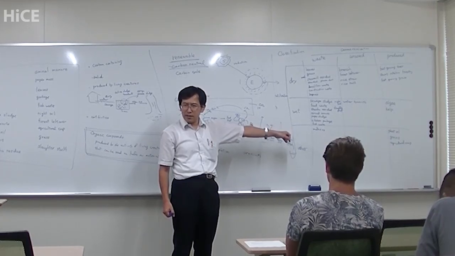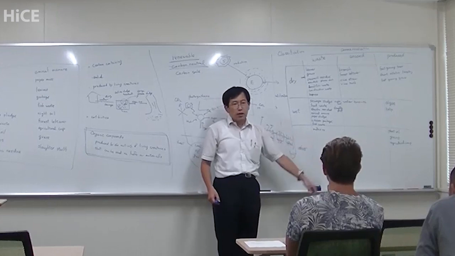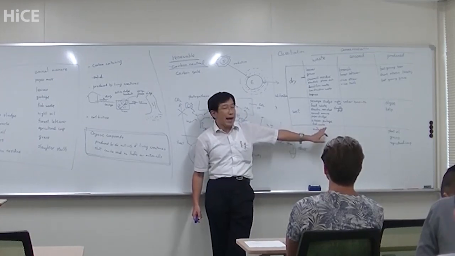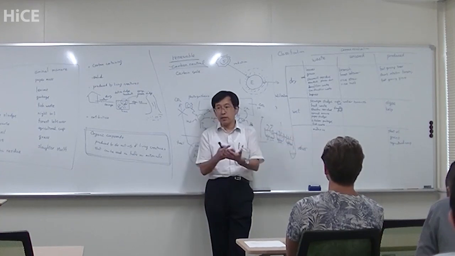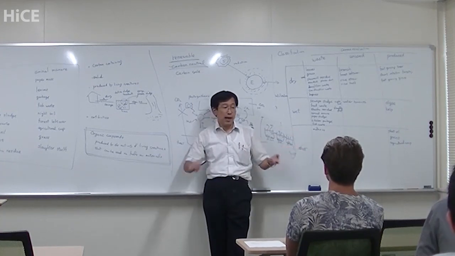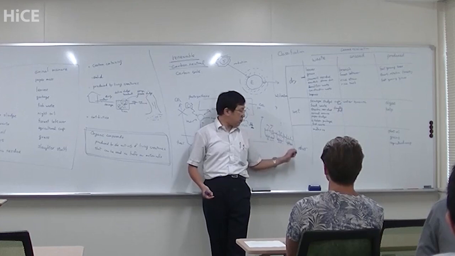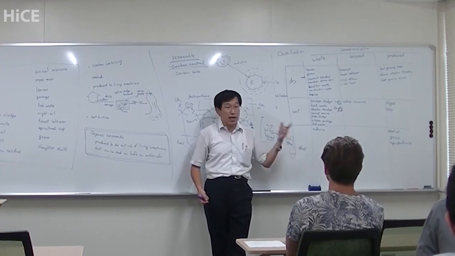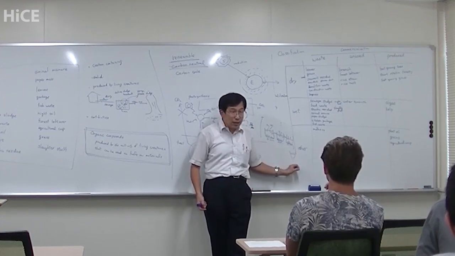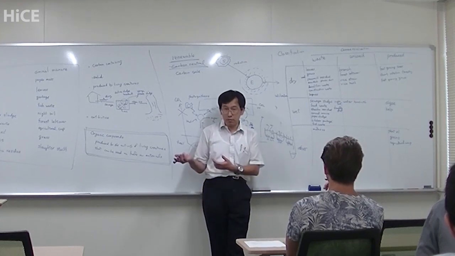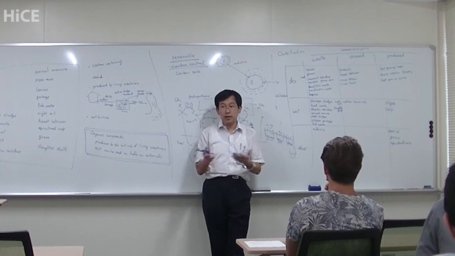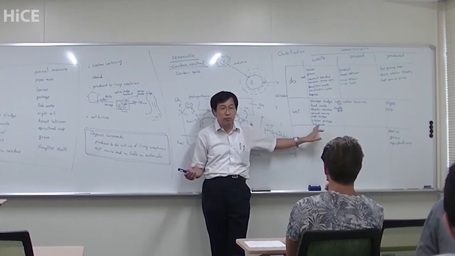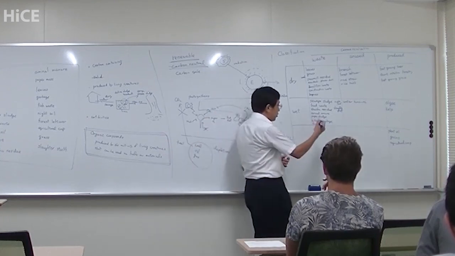M-O-L-A-S-S-E-S, okay. Molasses. And this is the feedstock which Thailand is using to produce ethanol. In Thailand, there are many sugar factories, and after sugar production, they use molasses to produce ethanol. Because it is sugar, they can produce ethanol. If it is usual waste, you can't produce ethanol. Because this is sugar, you can. So this is molasses.